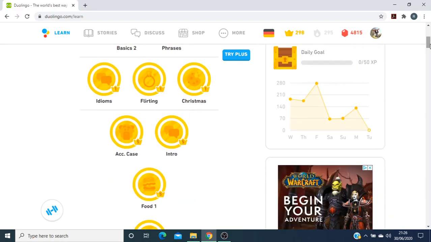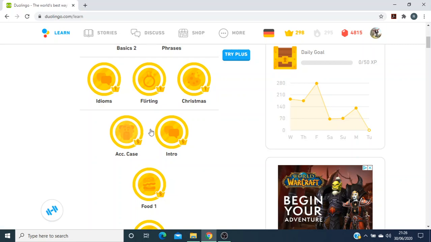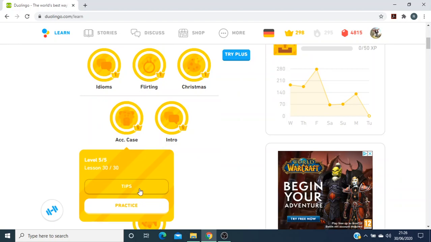So, for today's video, we're going to look at these two sections, Accusative Case and Introductions. I think I mentioned in a previous video that the accusative case is a big grammar point in German, and we're going to get a nice light introduction to it in here. So let's take a look at the notes and see what they say.